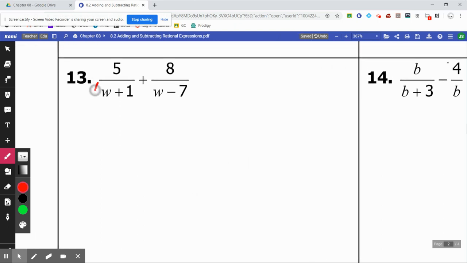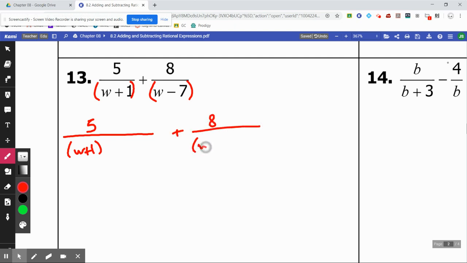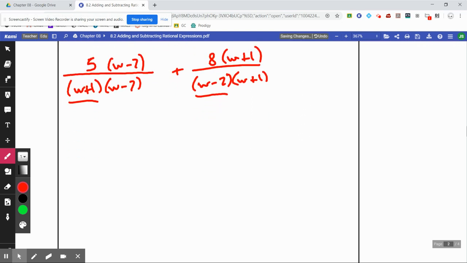Number 13. You have a w plus 1 and a w minus 7. Now, you've got to be careful because you have to multiply by things to find common denominators. So let me create myself some space here. You have a w minus 7 over here, a w plus 1 over here, so you need a w minus 7 over here. So let's multiply top and bottom by w minus 7. You need a w plus 1 over here, so multiply top and bottom by that. And now your bottoms are the same.